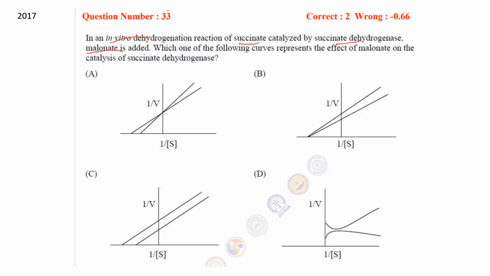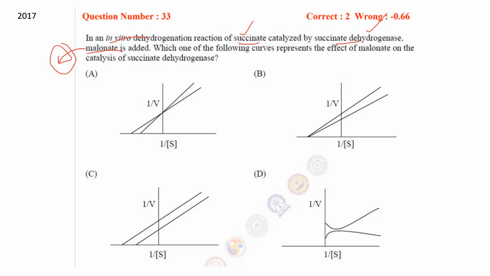So this is an enzyme catalyzed reaction. The substrate here is succinate and the enzyme is succinate dehydrogenase, and we have also added malonate. So malonate is an extra substance which is being added. Normally we would say in enzyme kinetics, if this is the substrate, this is the enzyme, and this could be the inhibitor. So, which one of the following curves represents the effect of malonate on the catalysis of succinate dehydrogenase?